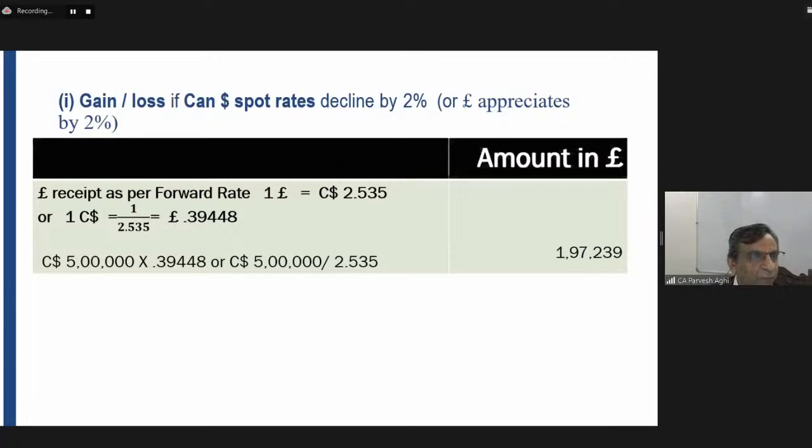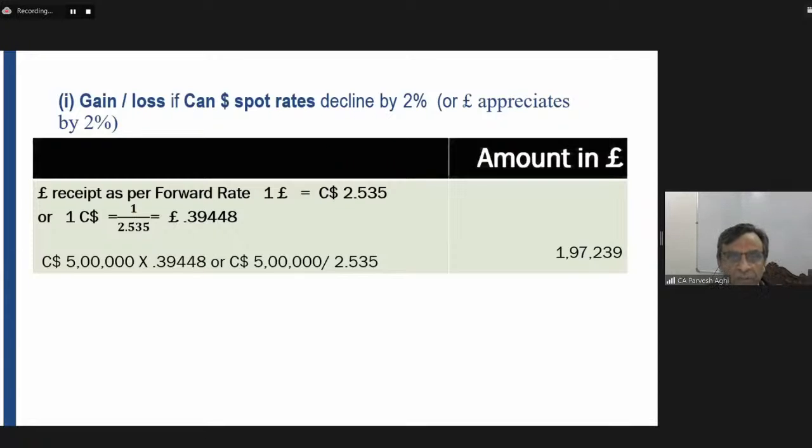So if 1 Canadian dollar is equal to pound 0.39448, then 5 lakh Canadian dollars will be equivalent to 5 lakh multiplied by 0.39448. If 1 Canadian dollar is equal to so many pounds, that means 5 lakh Canadian dollars is simply the multiplication. Or we can also do 5 lakh Canadian dollars divided by 2.535. Sometimes people use this shortcut. Once you are well versed with how to calculate, you can even do that, and you get the same answer.